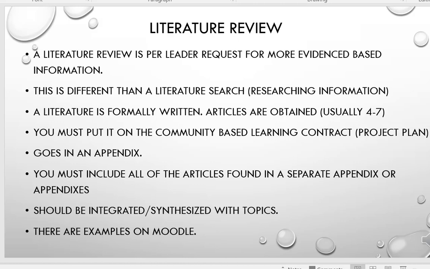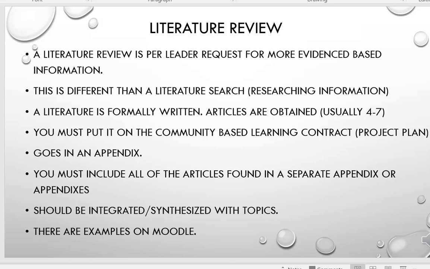A literature search is researching information about whatever your project topic is. But a formal written literature review is something that your leader may want based on the topic, and so you have to obtain articles, usually about 4 to 7 articles. But then again, that's something that you would ask your leader. How many articles do they want? Perhaps your leader has some articles already. But again, a literature review is formally written.